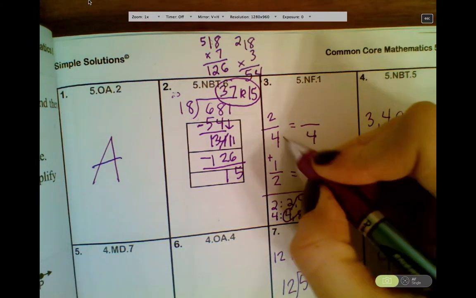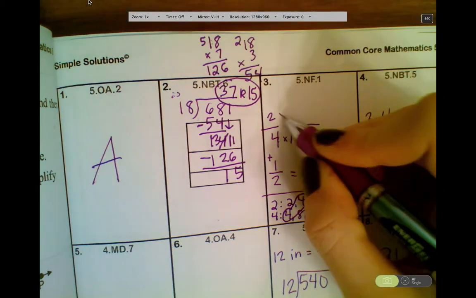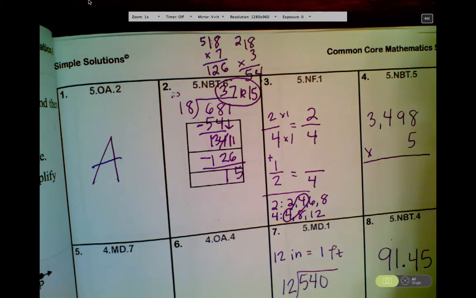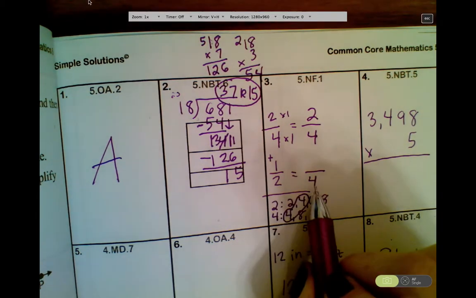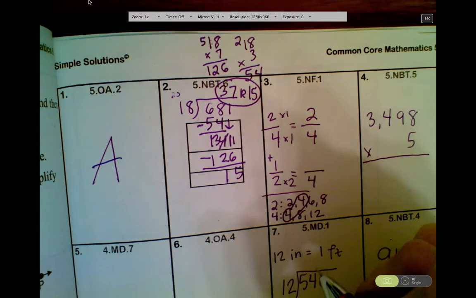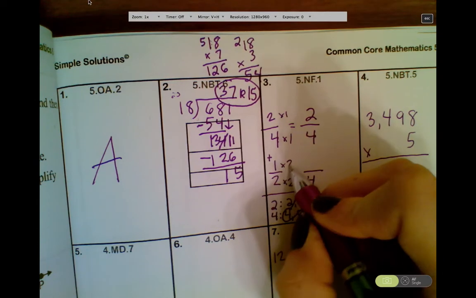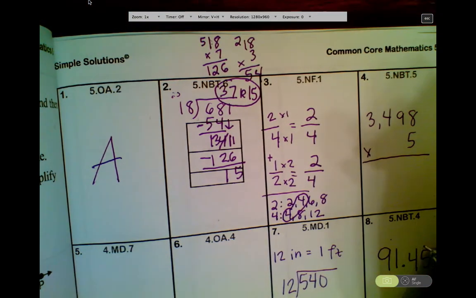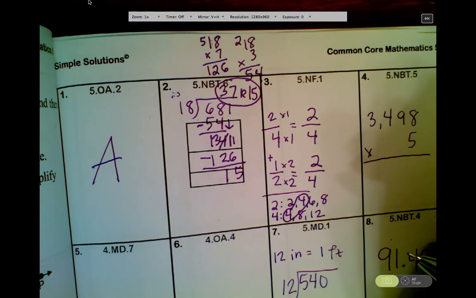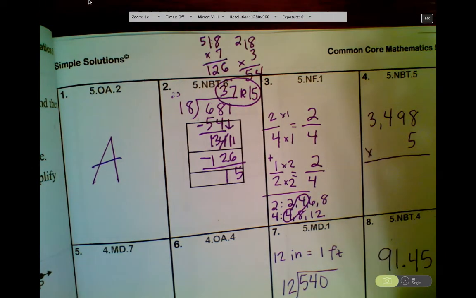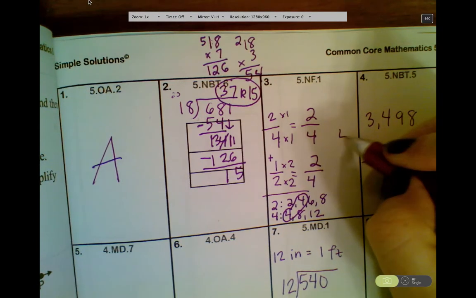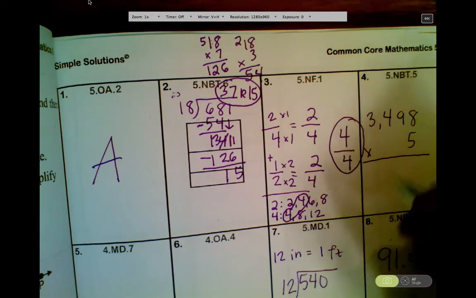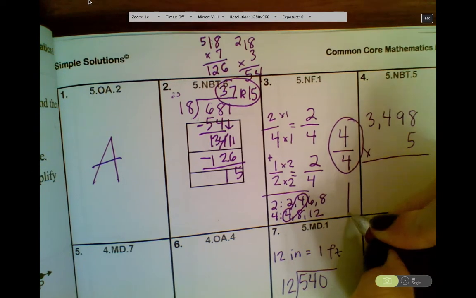4 times what is 4? 4 times 1. So 2 times 1 is 2, so that one remains 2/4. 2 times 2 is 4, and 1 times 2 is 2. My answer would be 2 plus 2 is 4 over 4, or another way I can say that is 1 whole.